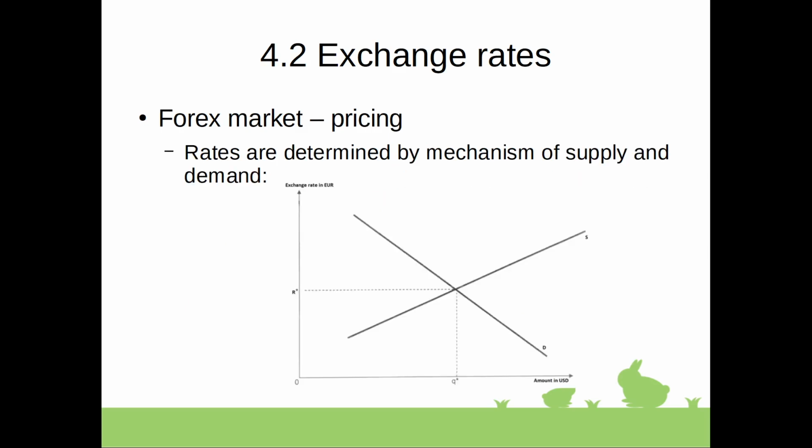This graph is one of the most important ones of this chapter because here you can see how the pricing works. The pricing is determined by the mechanism of supply and demand, which we just saw. Here we see an example with the amount in USD on the x-axis and the exchange rate in euro on the y-axis. We have supply and demand. The place where they touch each other will be our equilibrium, and it is there that we will find the exchange rate on the y-axis. So this thing over here, the R, will be our exchange rate.